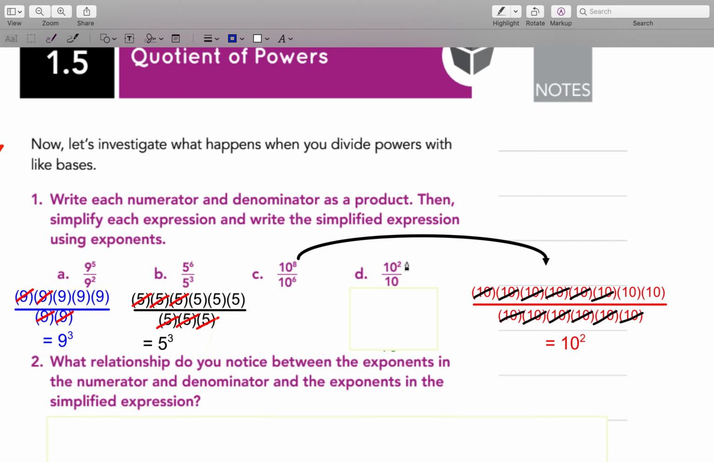For D, it's 10 squared over 10, meaning 10 times 10 over 10, which we can cancel 1 pair of 10, and we're left with 10. So it's just 10 to the 1st power, or the same thing as 10.